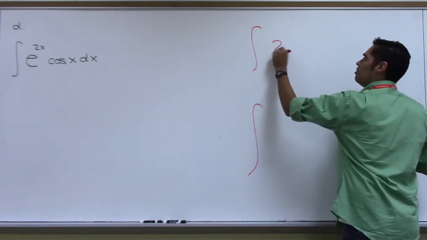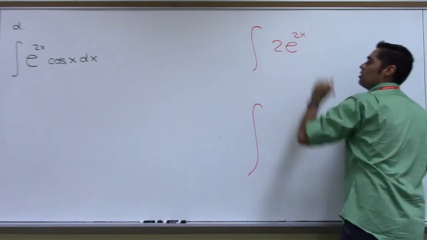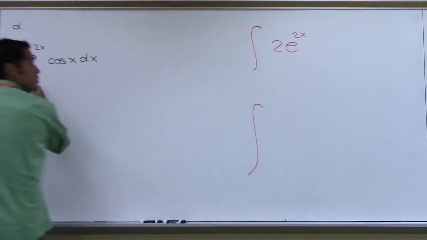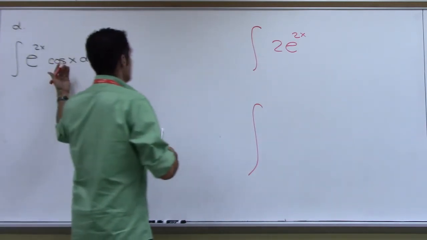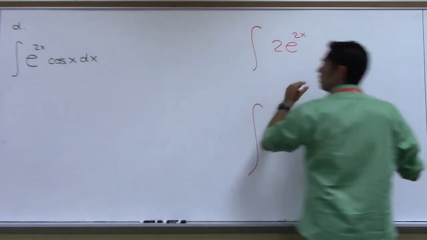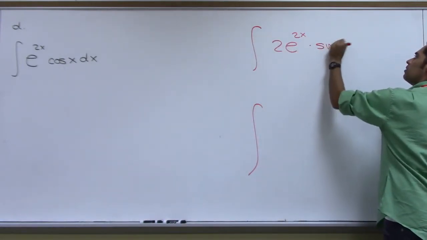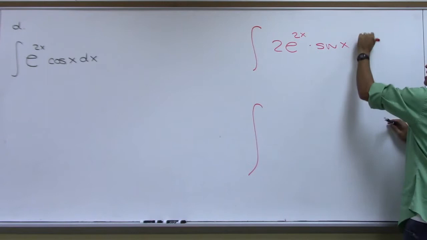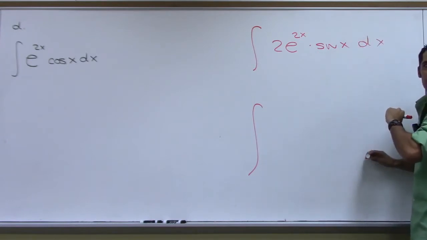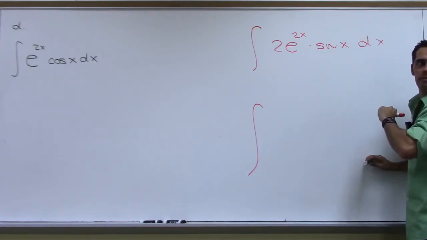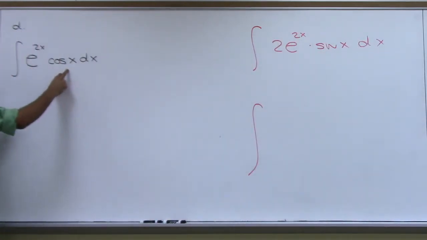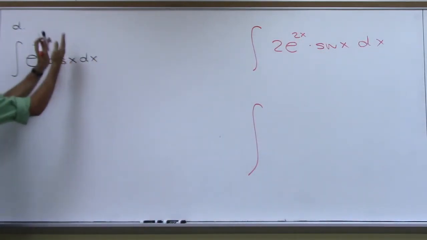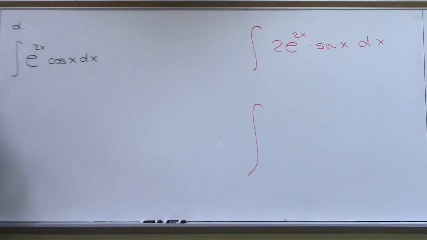What's one possible scenario I could have here? I could have 2e to the 2x, so that would be if you choose this one to be u, right? And then what would the dv turn into over here? Sine x, right? And then I'd have dx. That's what would happen if you let this be u and this be dv. The derivative of that's over there, the integral of that's there. Yes?